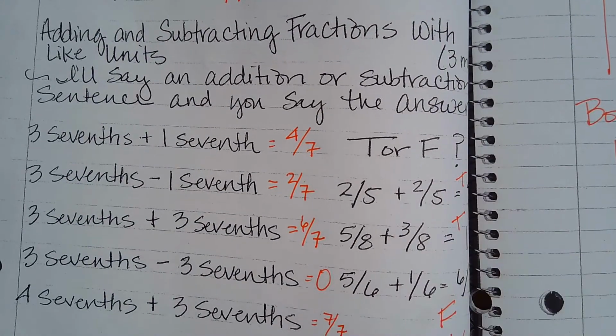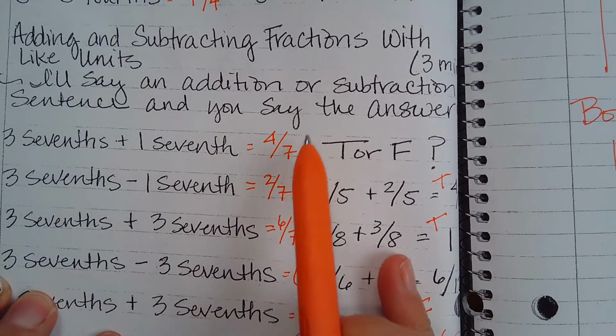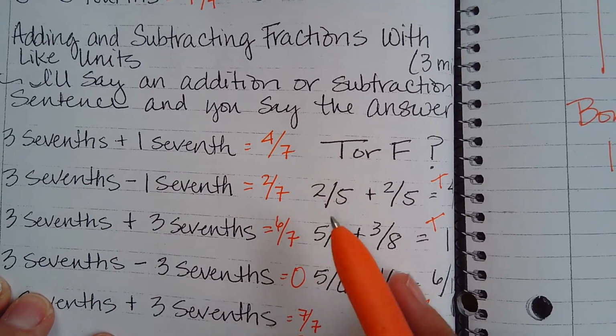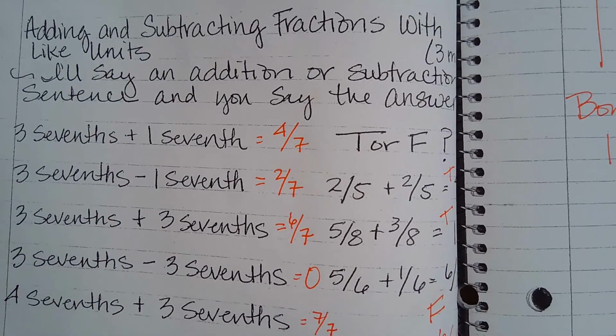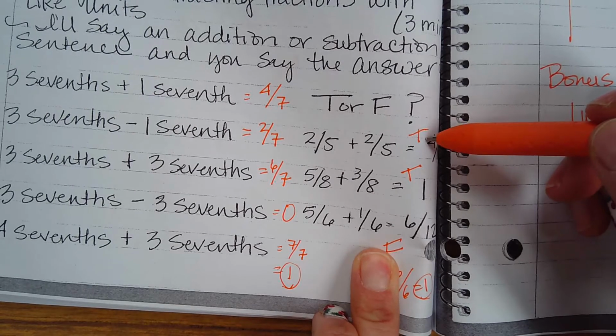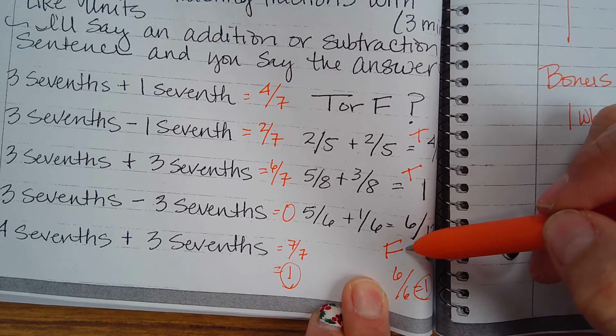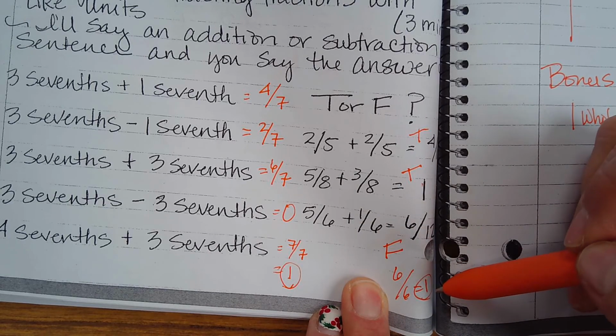Then adding and subtracting fractions with like units, we have 4/7, 2/7, 6/7, 0. We have 7/7, which is really 1. Then we have true, false, because 5/6 plus 1/6 is 6/6, which is equal to 1.